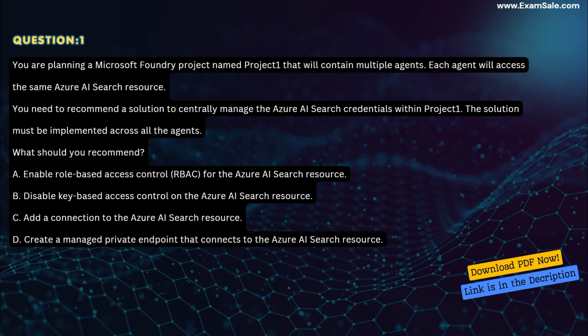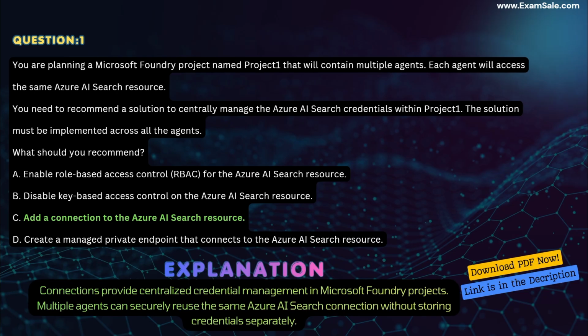Correct answer: C. Add a connection to the Azure AI Search resource. Explanation: Connections provide centralized credential management in Microsoft Foundry projects. Multiple agents can securely reuse the same Azure AI Search connection without storing credentials separately.